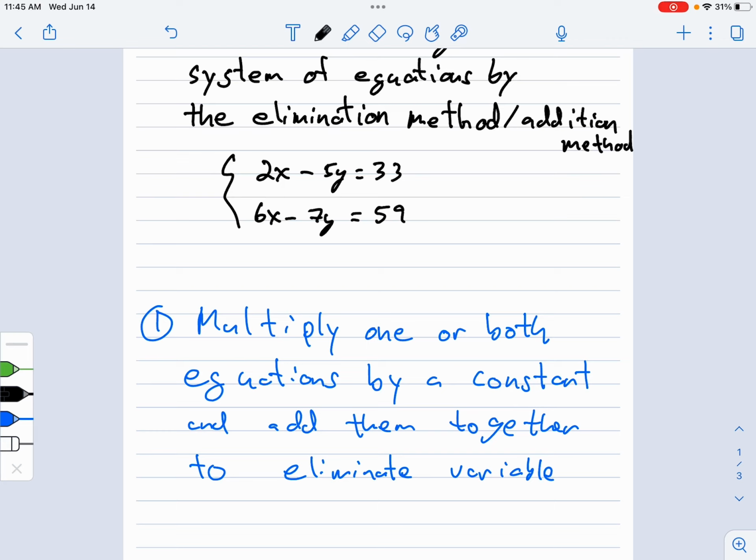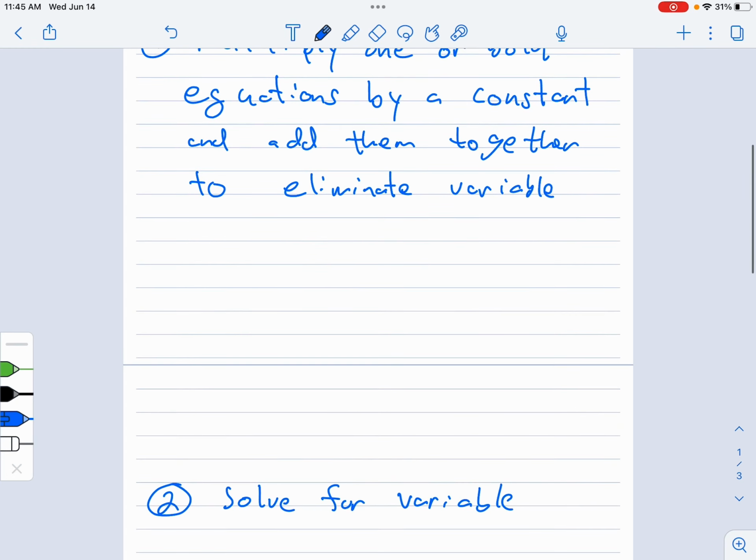So typically what we try to do here is as follows. Notice how if you took that 2x and multiplied it by -3, that would give you a -6x. The reason I'm saying -3 is because if you add -6x to the 6x in the second equation, the x terms will just cancel. So that's how this method works. Let me write down what I just said.